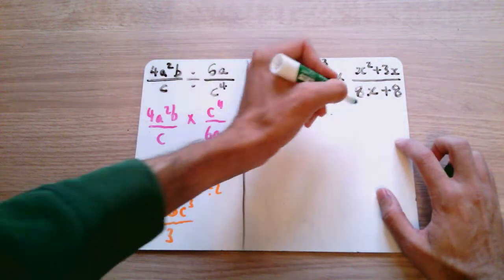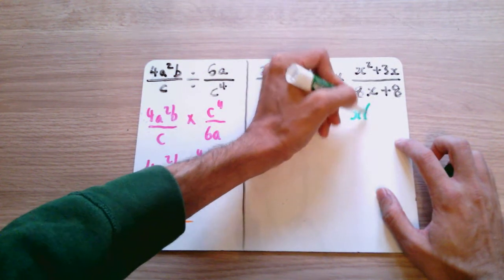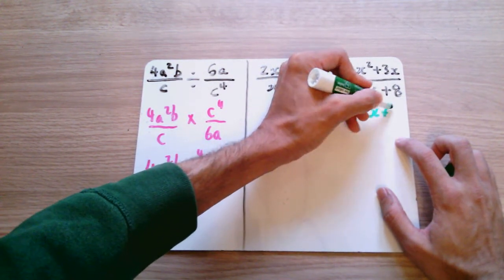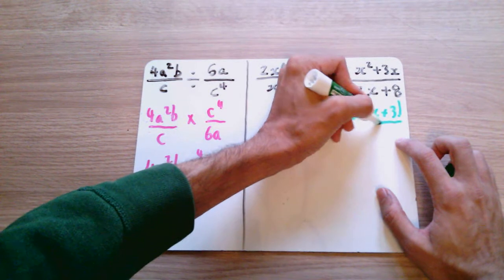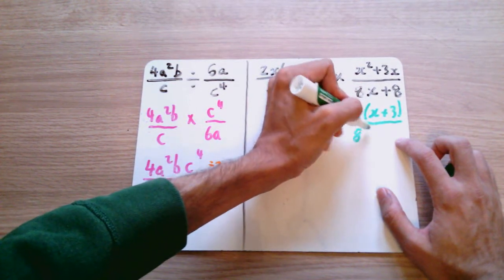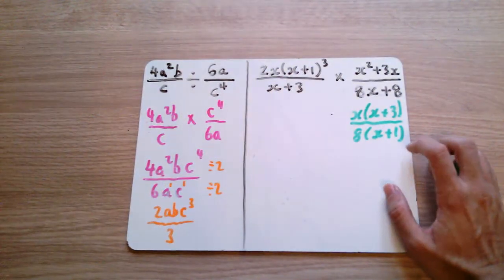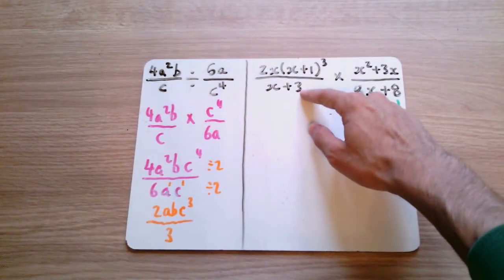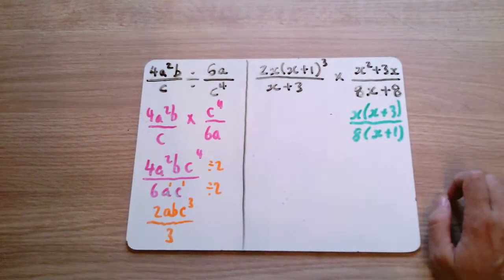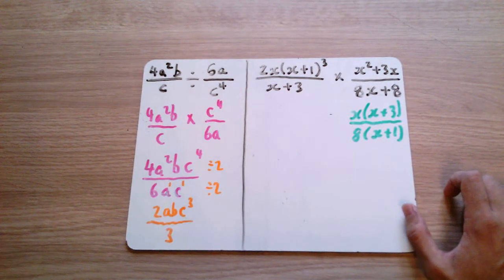So what I'm going to do over here is I'm actually going to factorize that over here, x brackets x plus 3 divided by 8 brackets x plus 1. Now, if you notice, there's actually an x plus 3 on the denominator over here and an x plus 1 cubed on the numerator over here. So actually things are going to cancel out.